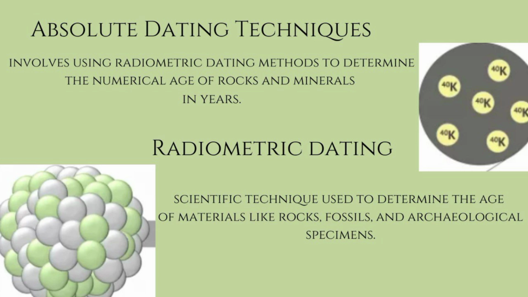Absolute dating techniques. This involves using radiometric dating methods to determine the numerical age of rocks and minerals in years. Radiometric dating, also known as radioactive dating or radioisotope dating, works by analyzing the constant rate of decay of radioactive isotopes within a sample.